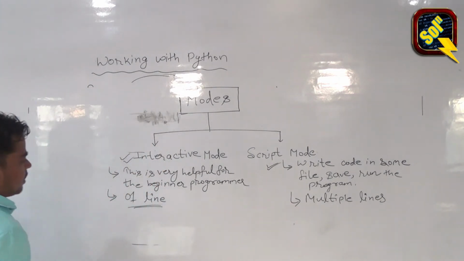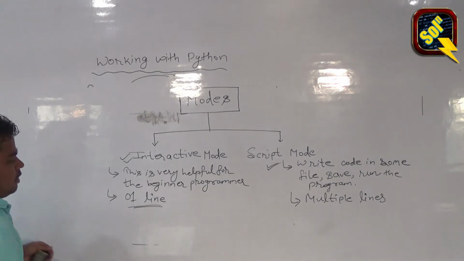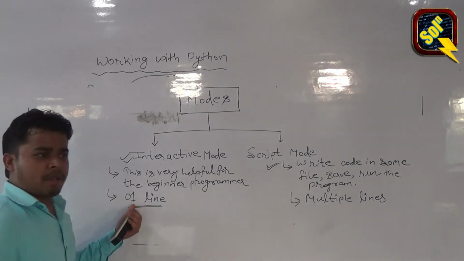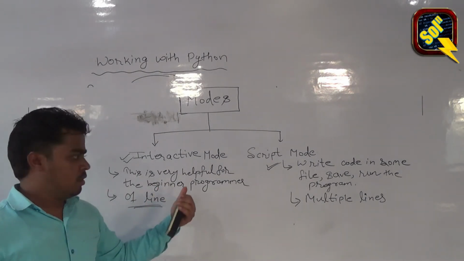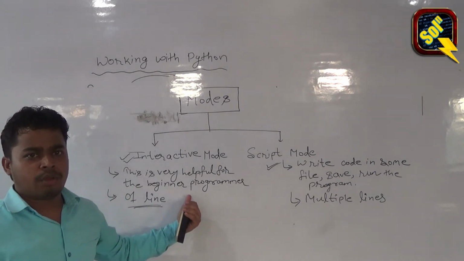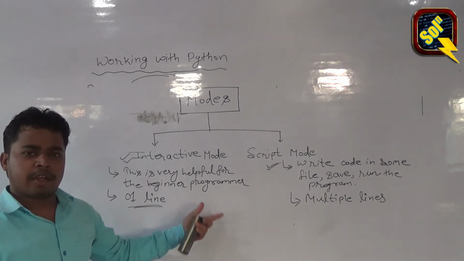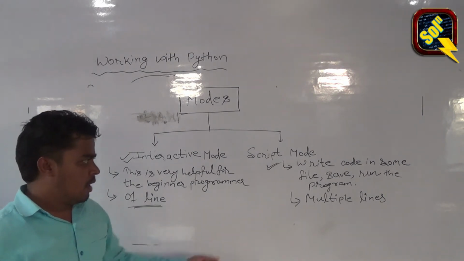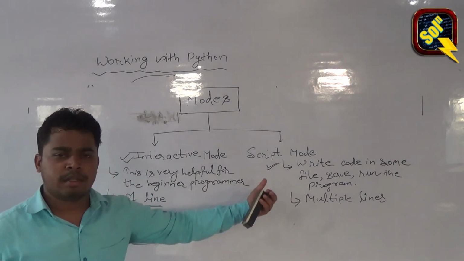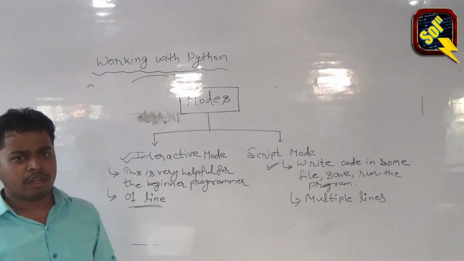Okay. Another difference is, already I have mentioned, to run the code in interactive mode, you just need to write some code, okay, and after writing that code you just need to press the enter key on the keyboard, that will run and execute the program. And here already I have mentioned, in the script mode you need to write and then save and then run the code.